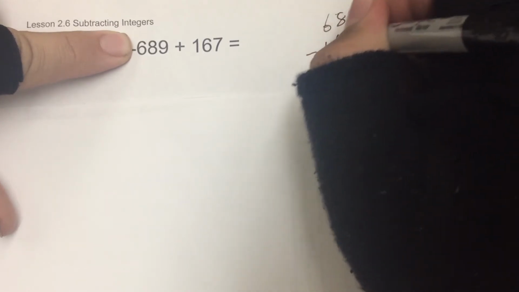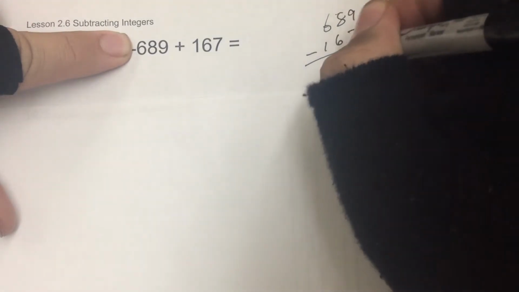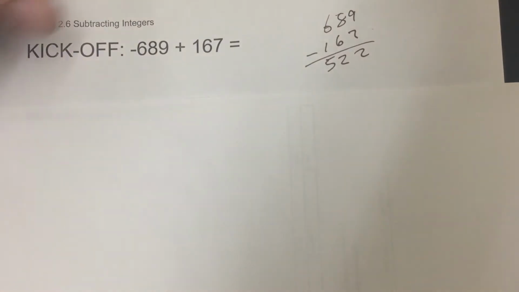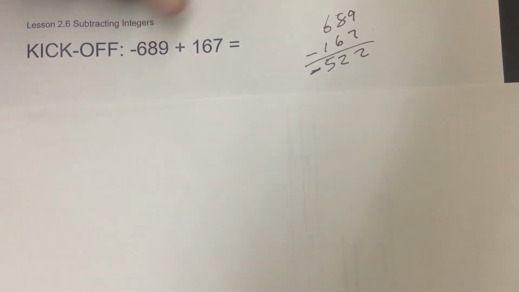689 minus 167. So you get 522. And then you look at the two numbers. 689 is bigger than 167, so you look at the sign of that one, and it's going to be negative. So our answer is negative 522.